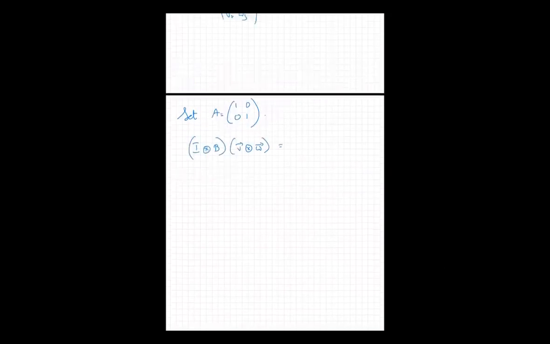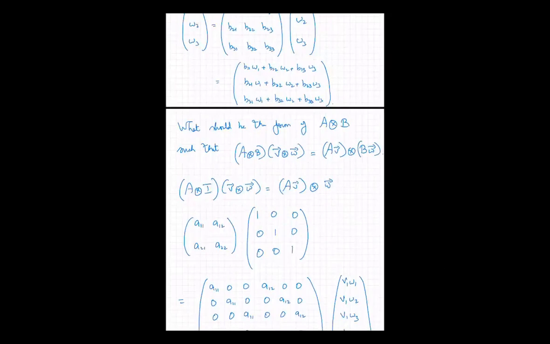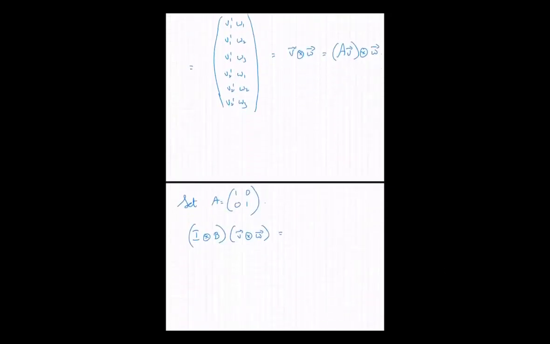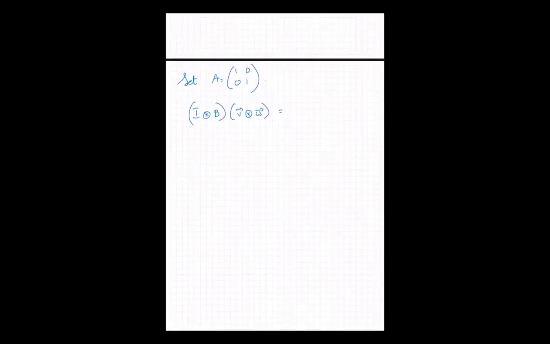See, remember that if I set B to be the identity matrix, then the matrix direct product A cross I acting on V cross W would be the direct product of AV and W. Similarly, if I set A to be the identity matrix and B is a non-zero mapping, then this would be the same as the direct product of V with BW. Okay, so this is for you to prove.